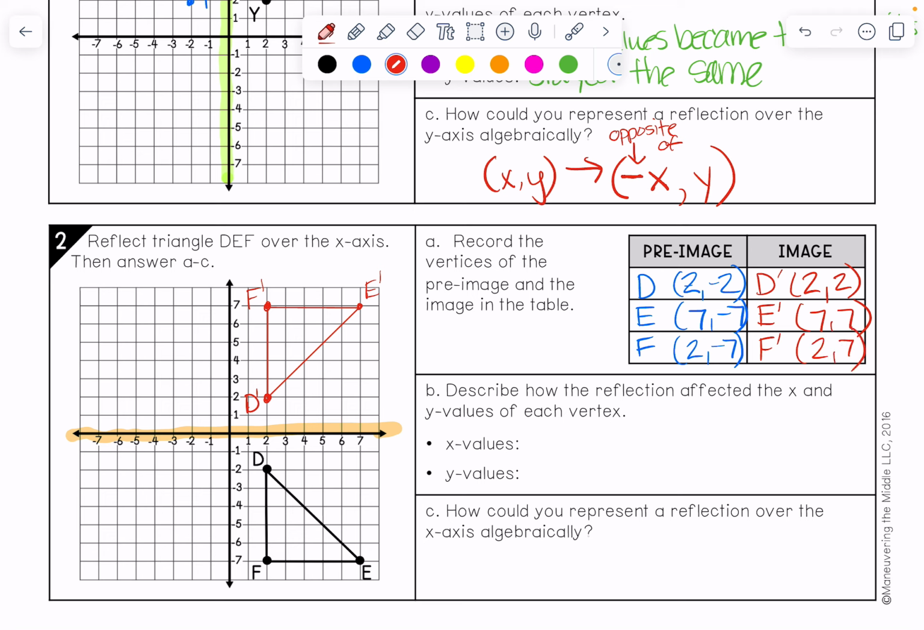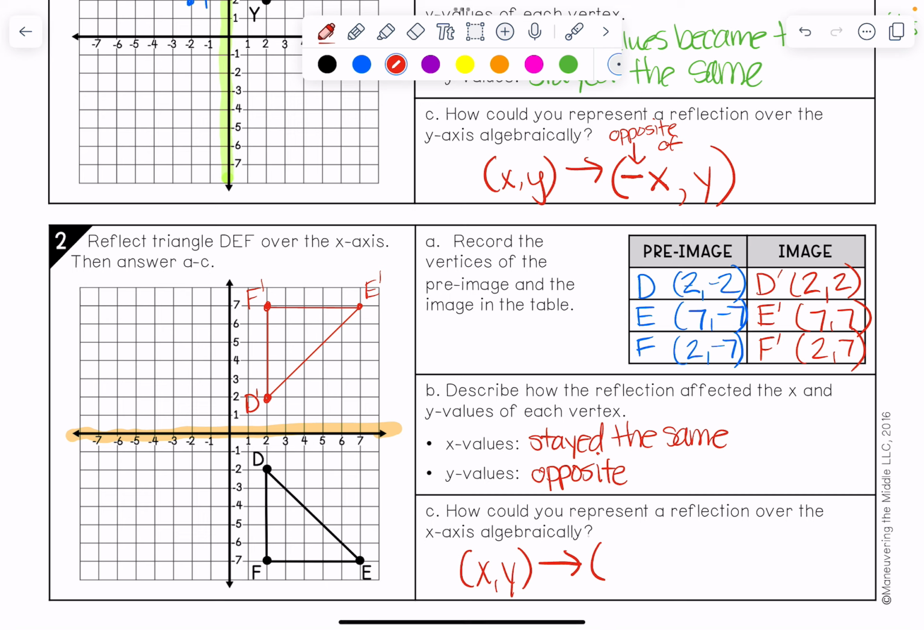So if I look at my x values here, my x values stayed the same. My y values, though, became the opposite. So when I'm reflecting over the x-axis, I'm starting with my original point (x, y), and what's going to happen is my x will stay the same, but then it'll be the opposite of the y coordinate. And again, remember, even though that looks like negative y, you read that as the opposite of y.